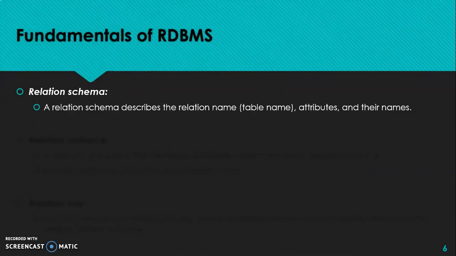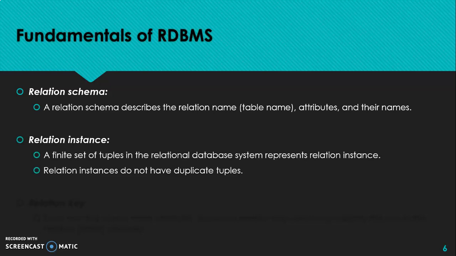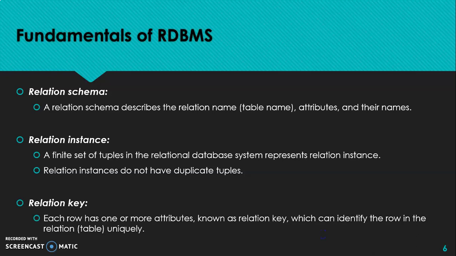Relation schema. A relation schema describes the relation name, that is the table name, attributes and their names. Relation instance. A finite set of tuples in the relational database system represents a relation instance. Relation instances do not have duplicate tuples. Relation key. Each row has one or more attributes known as a relation key, which can identify the row in the relation table uniquely.